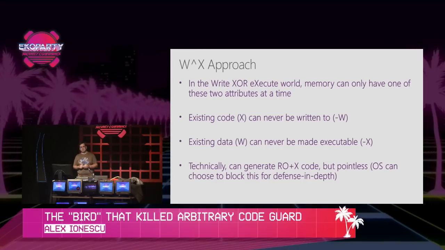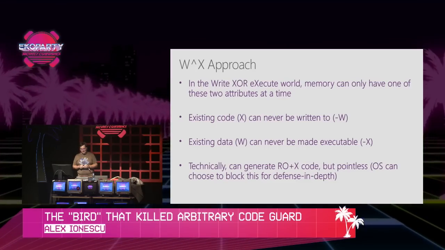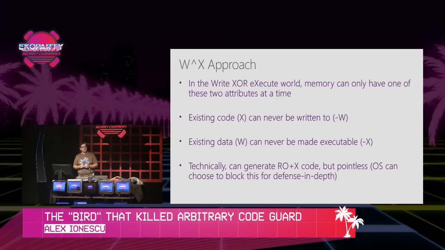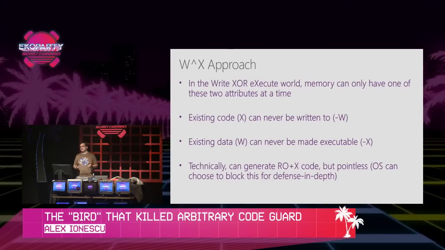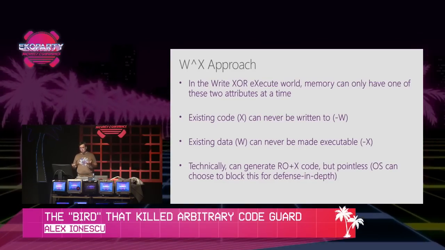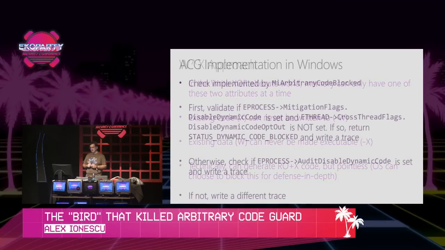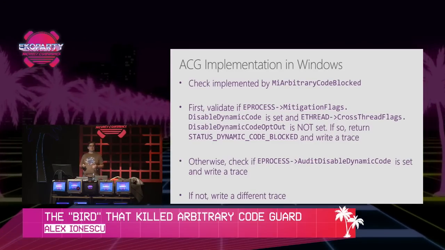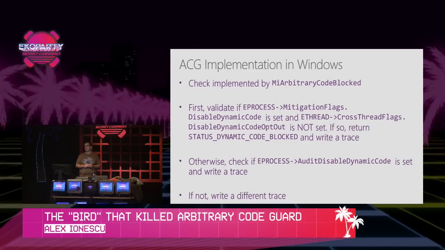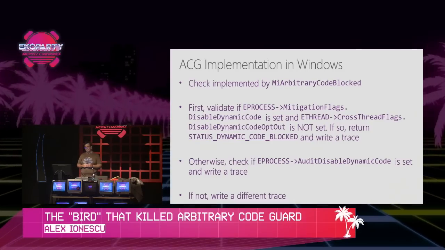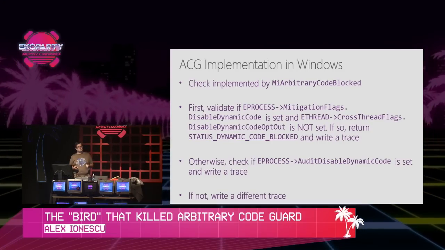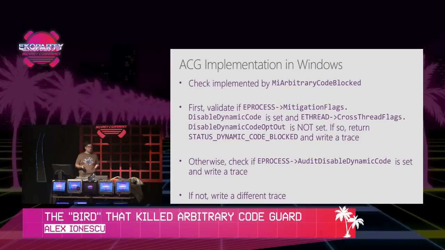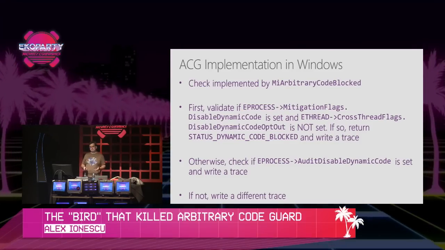So with this kind of approach, you have a pretty solid foundation to block code generation type exploitation, and this is what Arbitrary Code Guard is. It's Windows' implementation of W XOR X. This is implemented in the kernel through a function called MiArbitraryCodeBlocked, and it basically verifies if your process has the mitigation enabled. It's something you have to opt in.